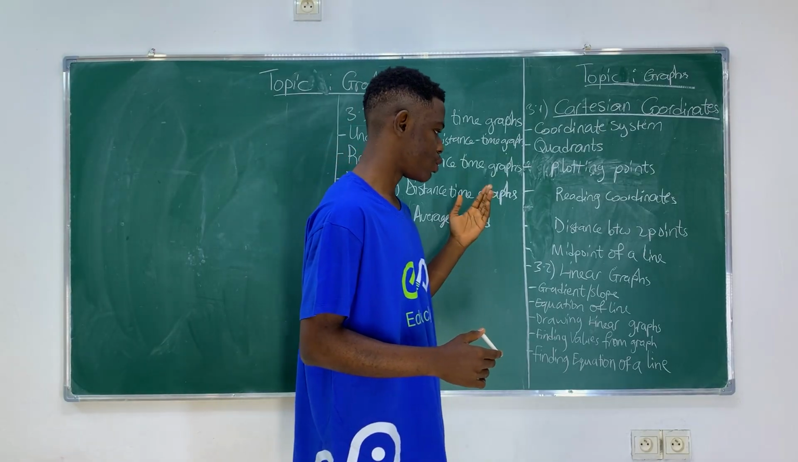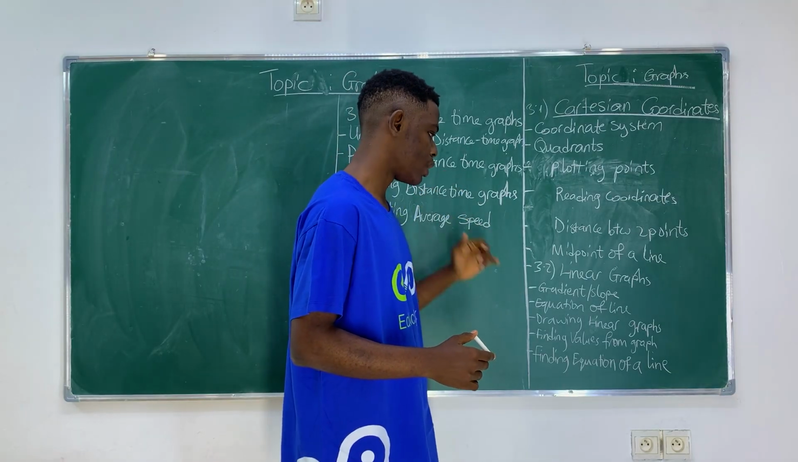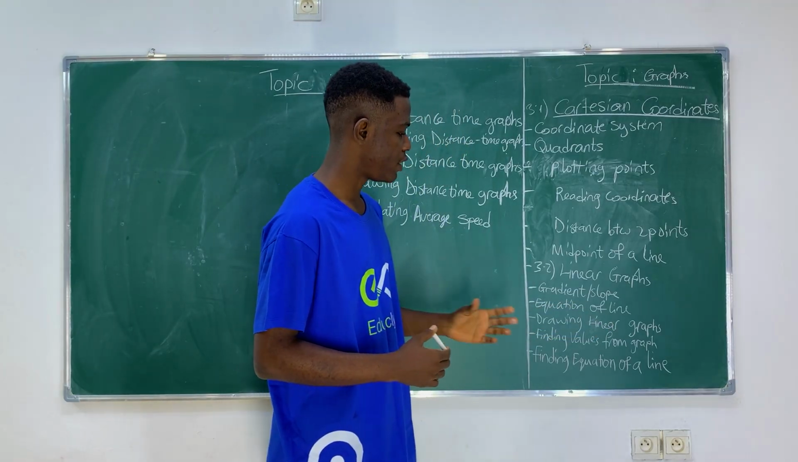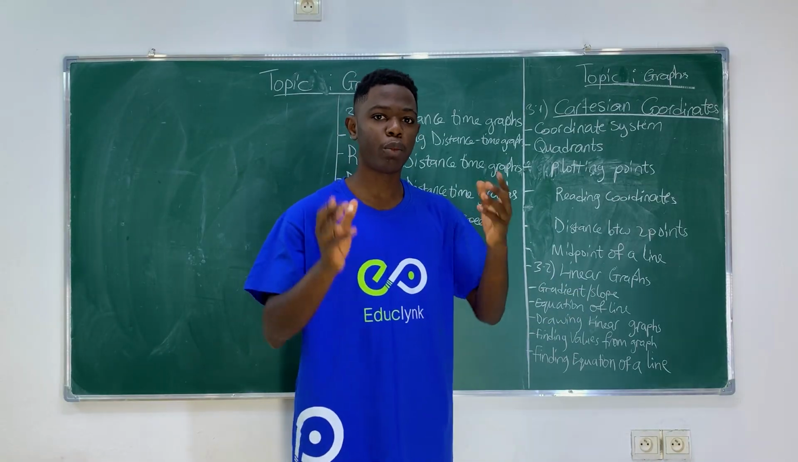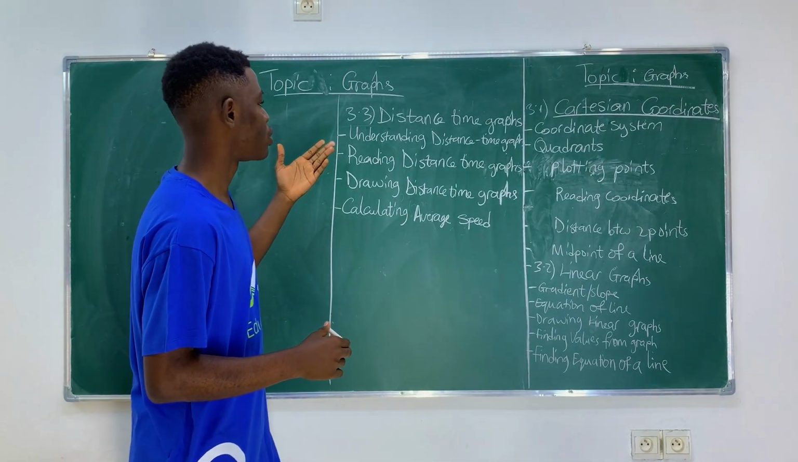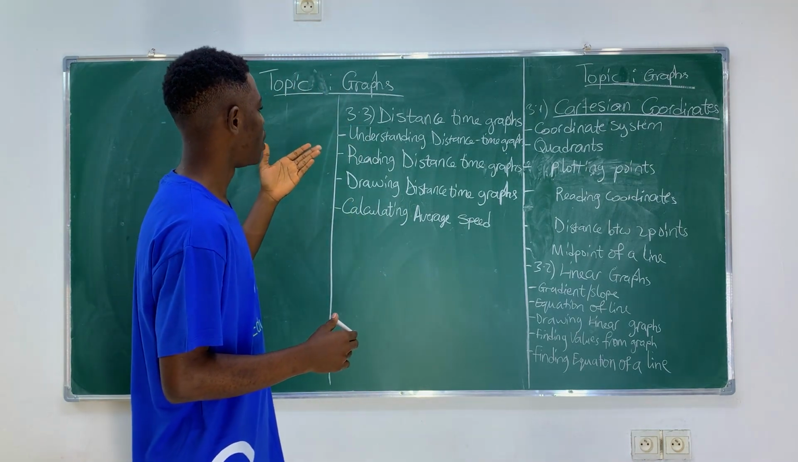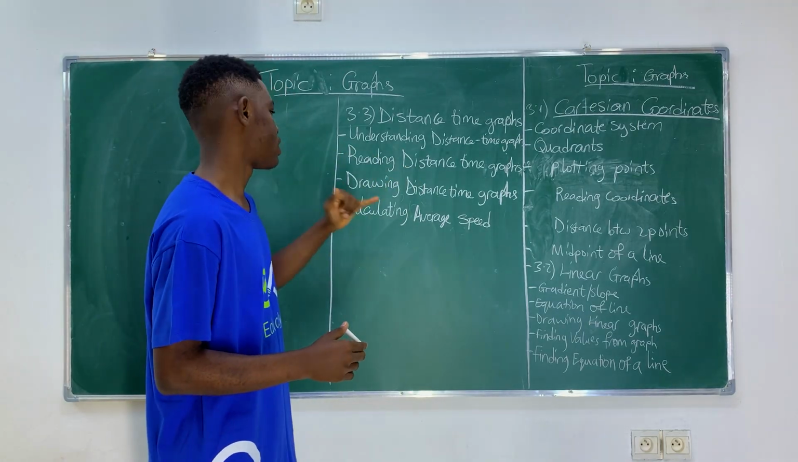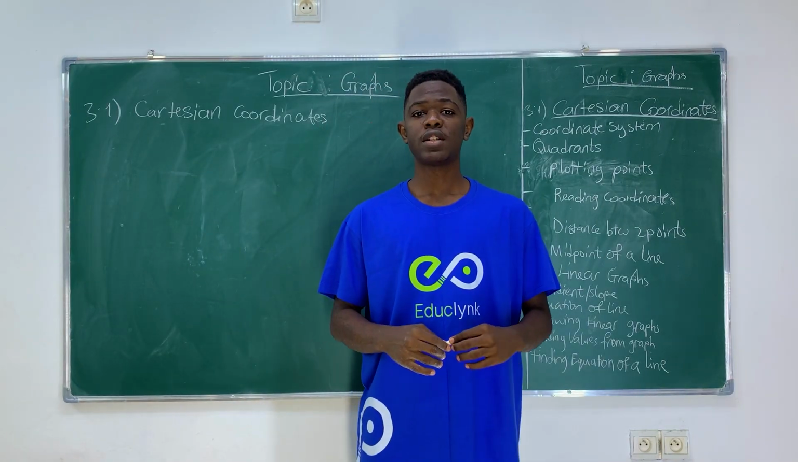In 3.2, we're going to dive into linear graphs. There we see region and slope, and the equation of a line. We're then also going to draw a linear graph, find values from a graph, and find the equation of a line from points given to you. In 3.3, we're going to learn distance time graphs: understanding distance time graphs, reading distance time graphs, drawing distance time graphs, calculating average speed, and calculating many other things. So let's start with 3.1.